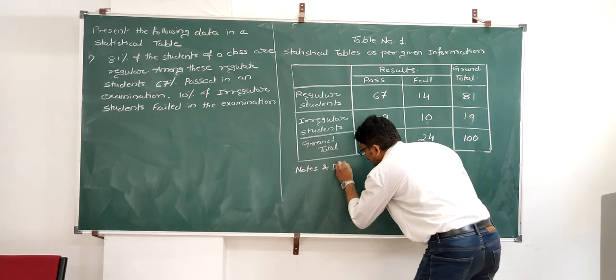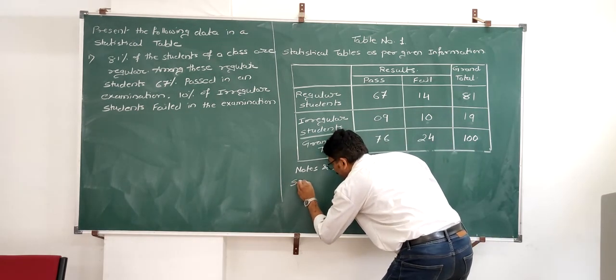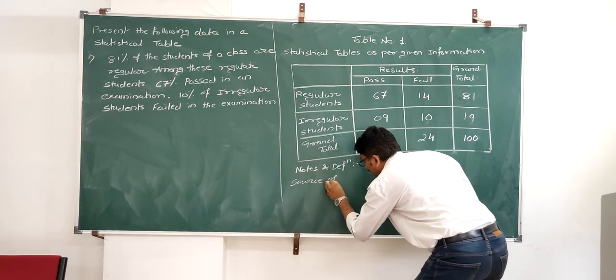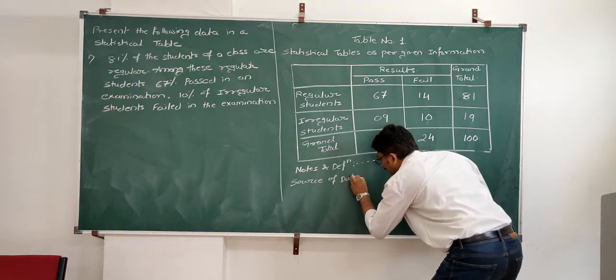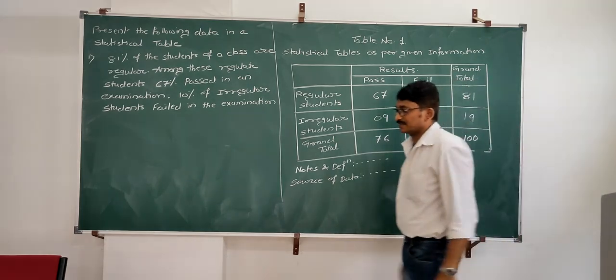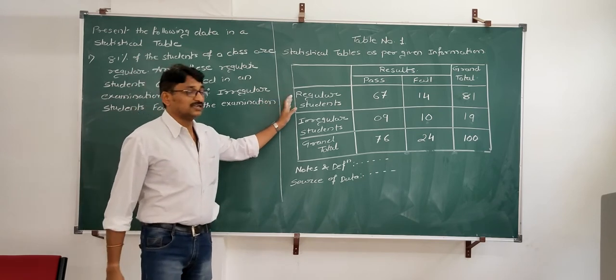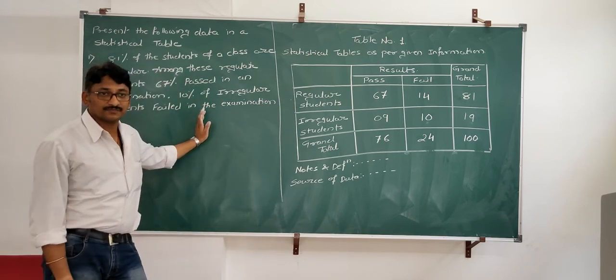At the end, again mention notes and definitions. Here you write source of data. Again the information is not given, but you mention source of data. This is called a statistical table for this information.